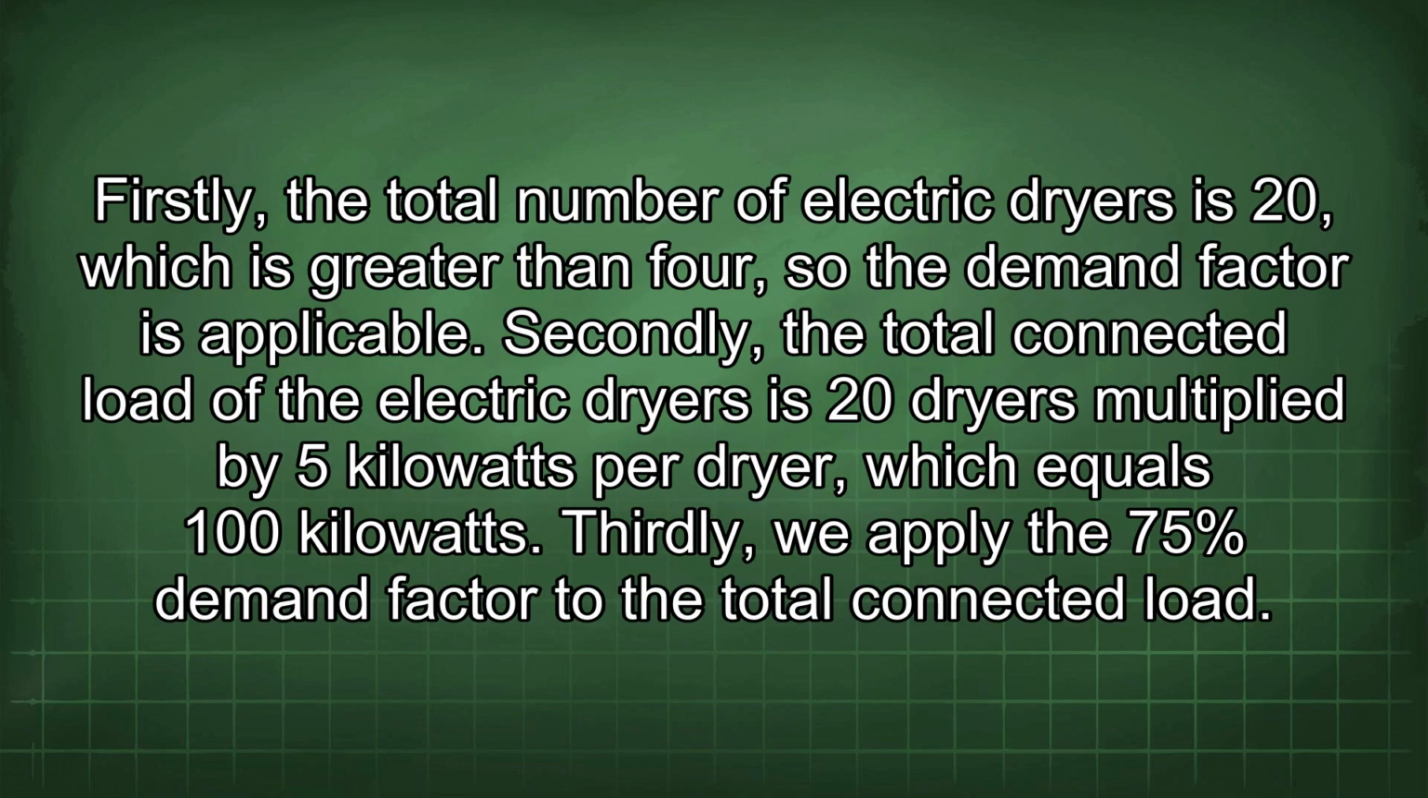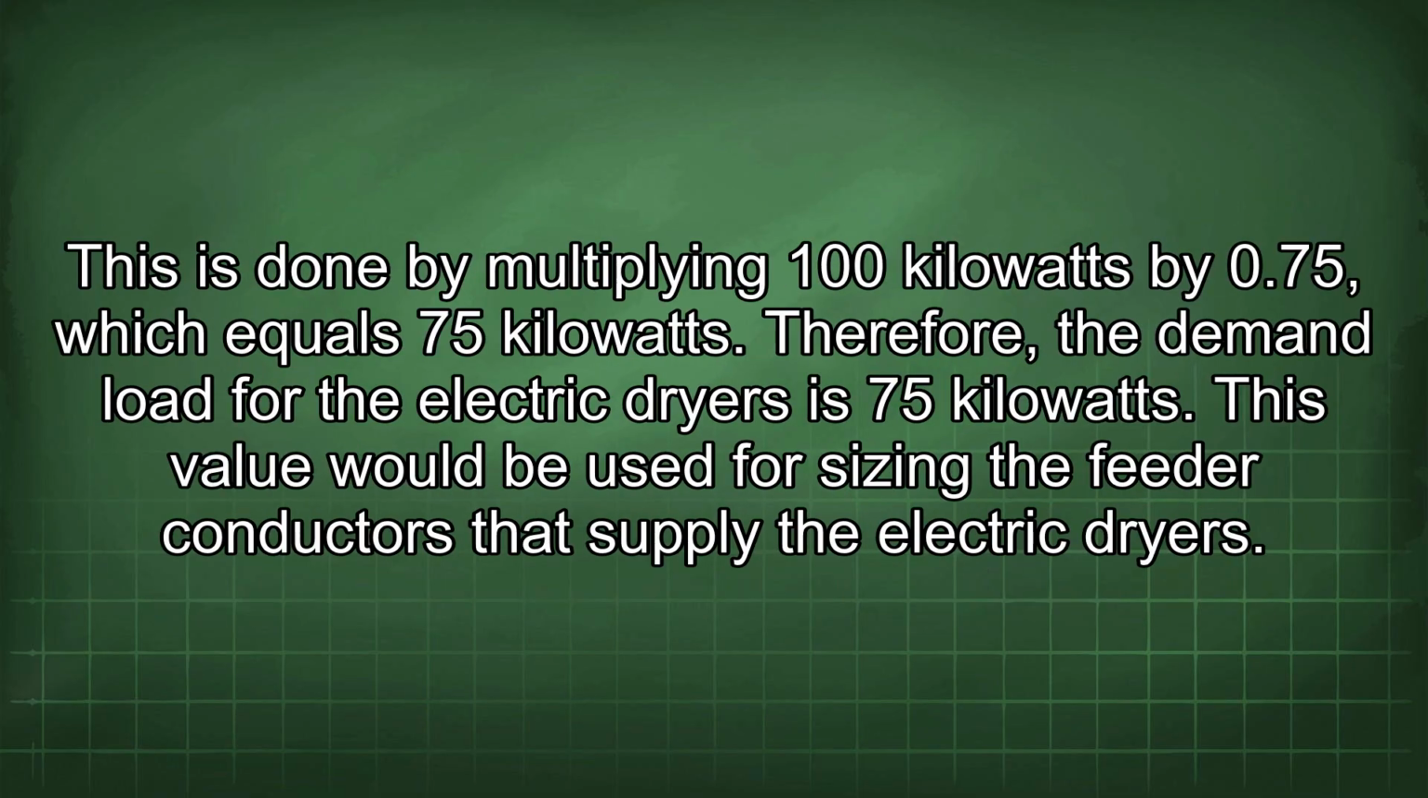Firstly, the total number of electric dryers is 20, which is greater than 4, so the demand factor is applicable. Secondly, the total connected load of the electric dryers is 20 dryers multiplied by 5 kilowatts per dryer, which equals 100 kilowatts. Thirdly, we apply the 75% demand factor to the total connected load. This is done by multiplying 100 kilowatts by 0.75, which equals 75 kilowatts.